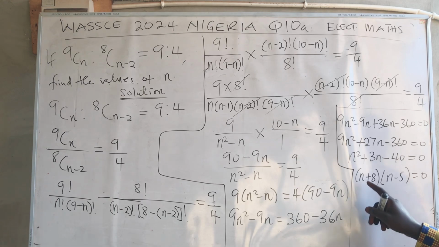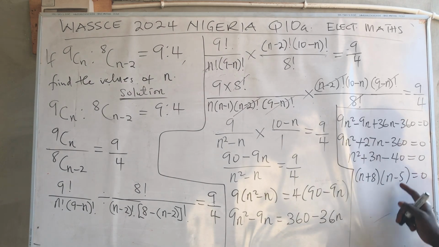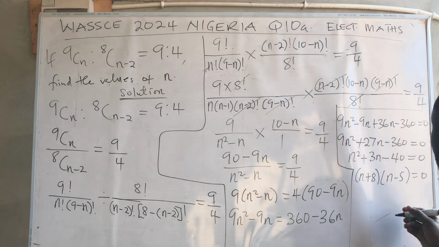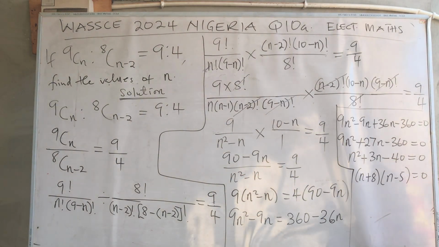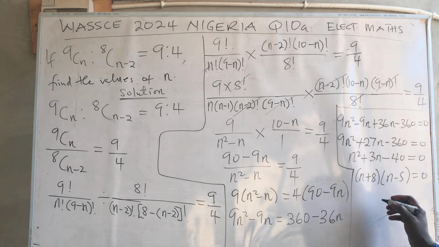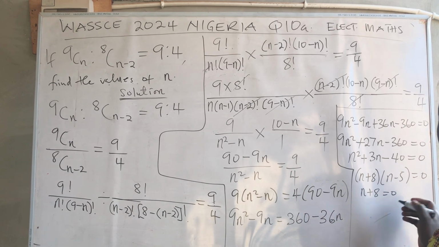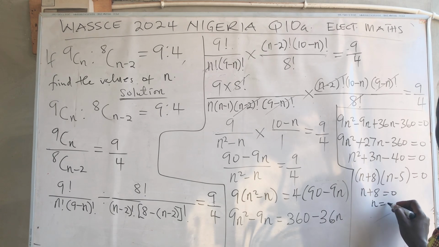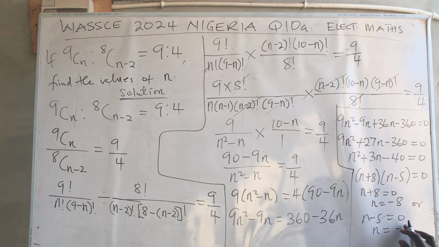n times n is n squared. n times minus 5 and n times 8, that is positive 3n. And then 8 times minus 5 will give you minus 40, equal to 0. We said we should find the values of n. So we will have n plus 8 to be equal to 0, and then our n will be equal to negative 8, or n minus 5 to be equal to 0, and our n will be equal to positive 5.